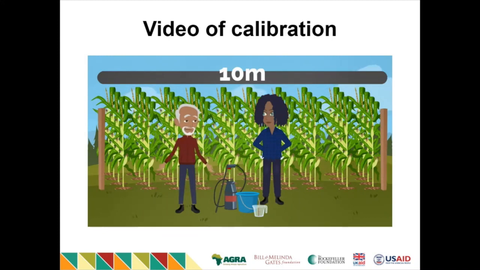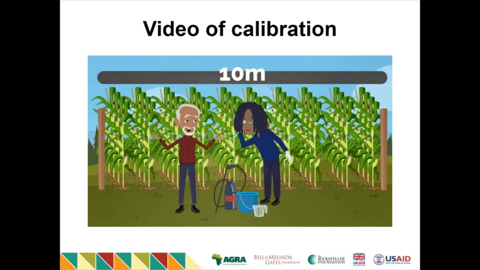Do you know how big your sprayer's tank is? It holds 15 liters. Good. We'll have to calculate the flow rate. This is where the bucket comes in. You'll have to spray next to the bucket first. Make sure you pressurize the spray as you normally would when spraying the fields.